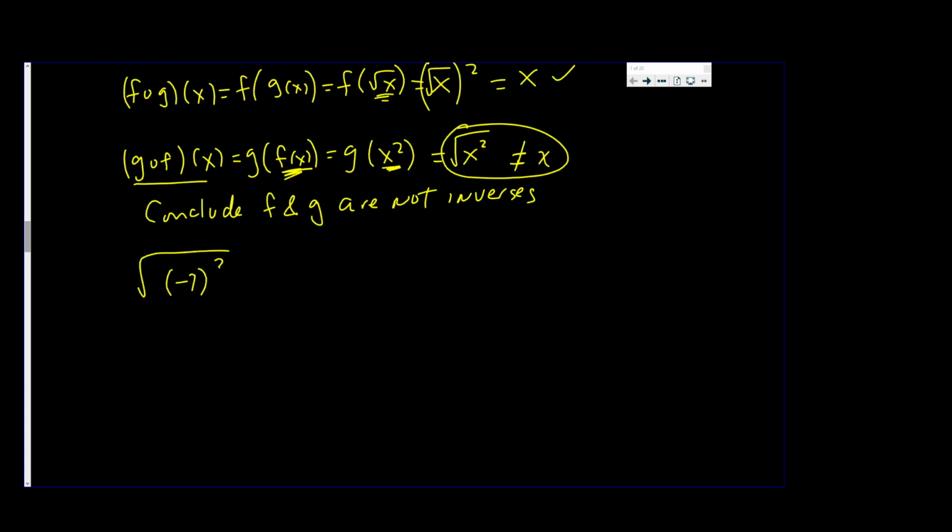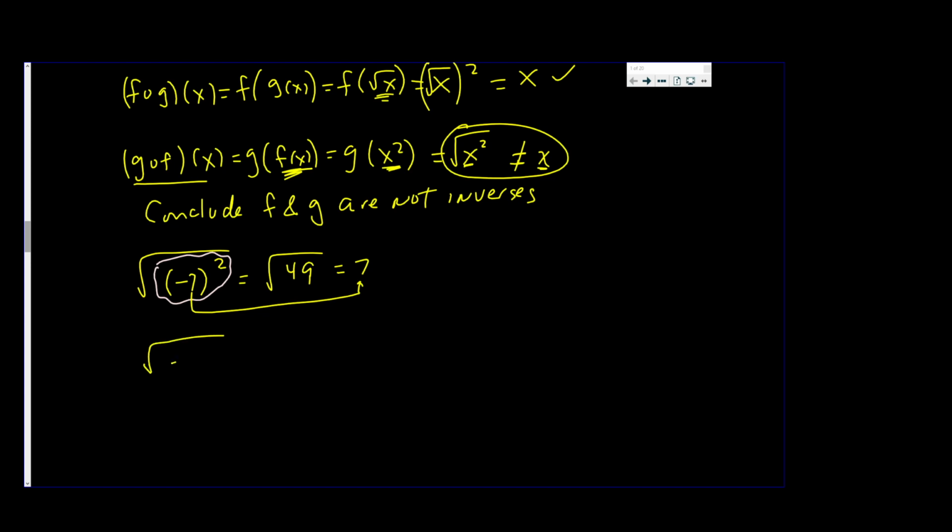The square root of -7 squared. Well, before I can take the square root of something, I have to know what the something is. And the something is whatever -7 squared is. But that's 49, and I know what the square root of 49 is. It's 7. Look, I didn't get back x. I plugged in -7 for x, but I didn't get back -7.